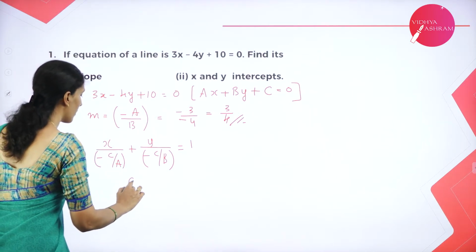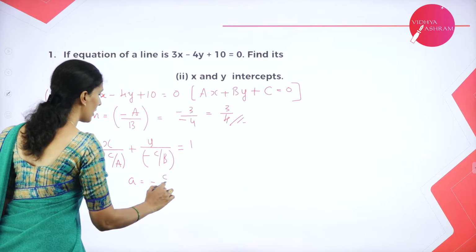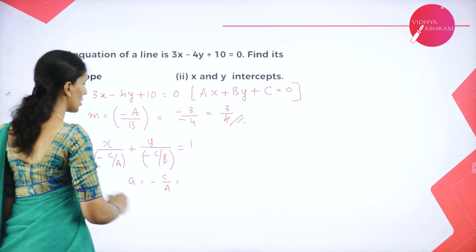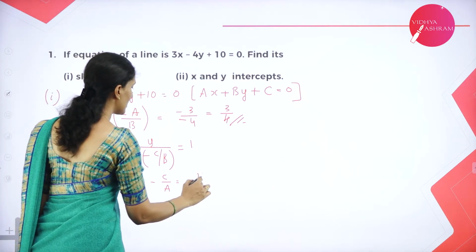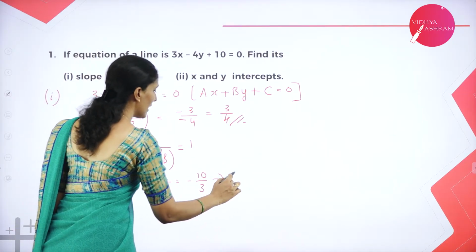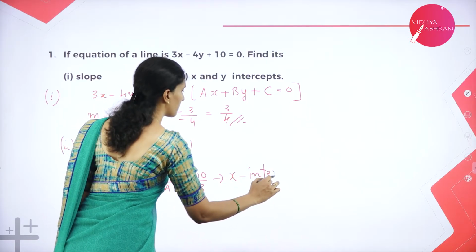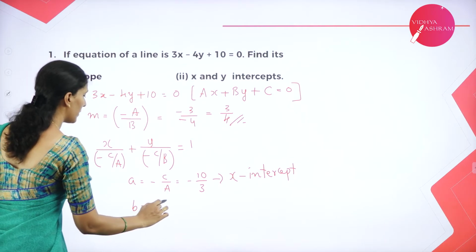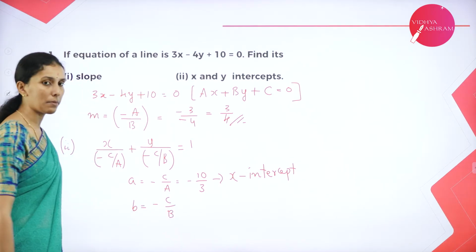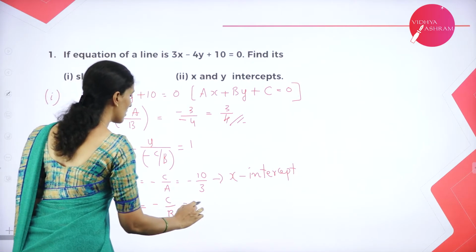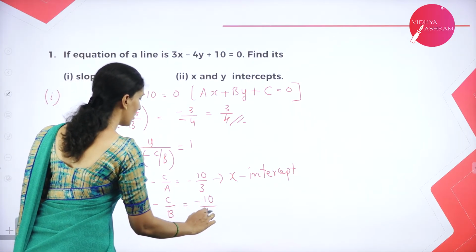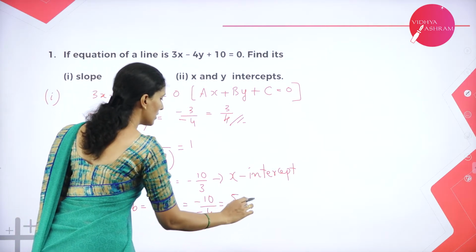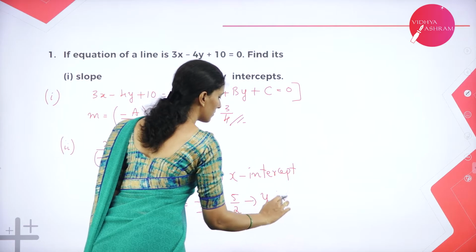So now a is actually minus c by a. So c is 10 here, a is 3, which is minus 10 by 3. So this is your x-intercept. Next, small b, which is nothing but your y-intercept, you can write it as minus c by b. So c is minus 10, b is minus 4, which you can cancel to 5 by 2. So this is your y-intercept.